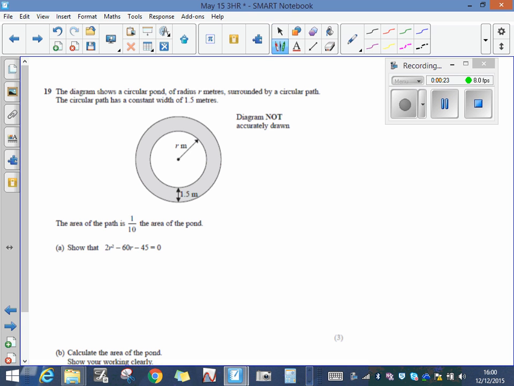Now again, it's a good idea to write that as a little equation. So basically, path area equals 1/10 times pond area. Okay, translate that into a mathematical sentence, if you like. Okay, let's start with the path. Now, to work out the area of the path, that is literally just this grey part.